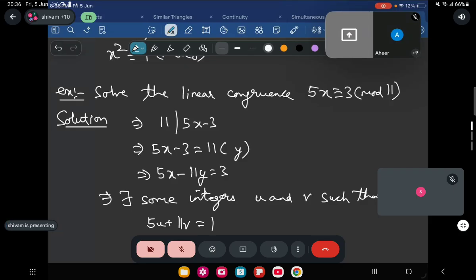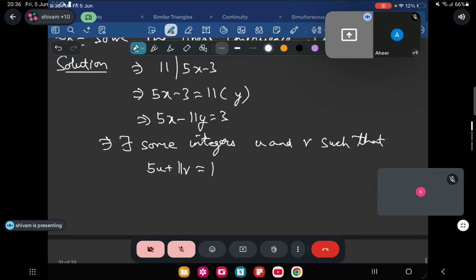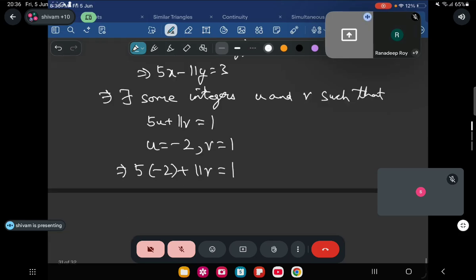Now everyone, let us find out u and v. How to find out? We'll use the division algorithm. 11 is equal to 5 into 1 plus 6. Or you can do hit and trial also. What are the values of u and v we can take? u equal to minus 2, v equal to 1, I guess. Will that satisfy? So I'll get 5 into minus 2 plus 11 into 1 is equal to 1. Yes or no? Tell me everyone.